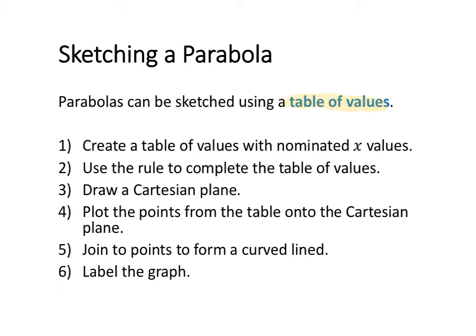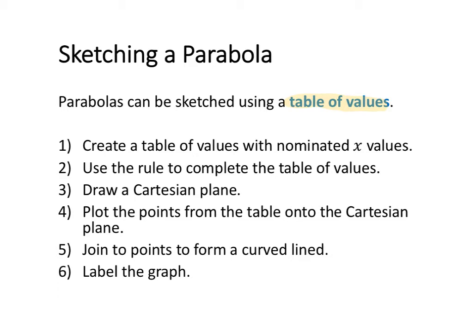The first one is to create a table of values with your nominated x values along the top. Then you use the rule to complete the table of values. Draw a Cartesian plane. Then you plot the points from your table of values onto the Cartesian plane. Join the points to form a curved line and finish off by labeling the graph. This is the same method that you would use to sketch a linear line using a table of values, except your end result will not be a straight line, but a curved line forming a parabola.